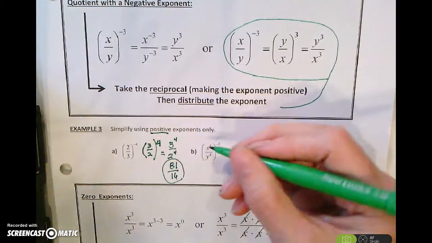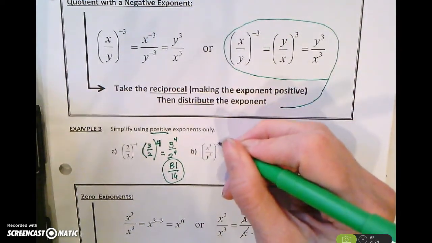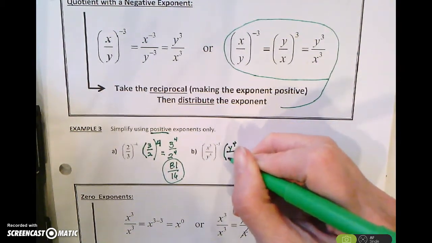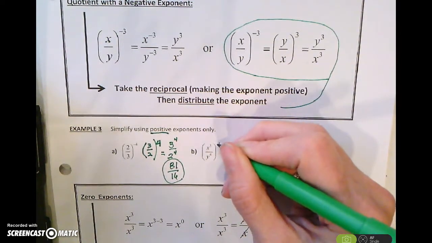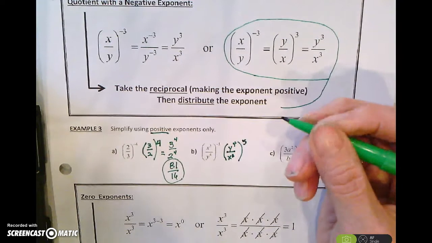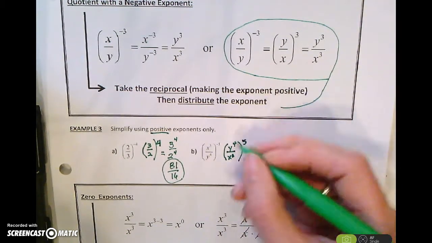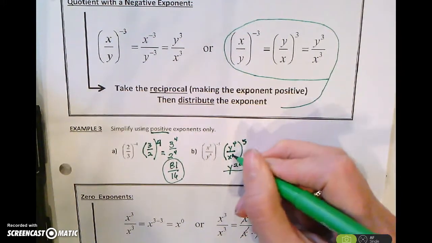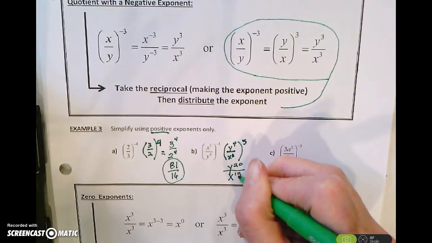X to the third over y to the 4th with a negative 5 exponent. Because of the negative, we will flip it, find the reciprocal, y to the 4th over x to the 3rd, and we'll change our negative 5 to a positive 5. We have a power to a power, which means we're going to multiply and get y to the 20th, and then x to the 3rd raised to the 5th will multiply and get x to the 15th.